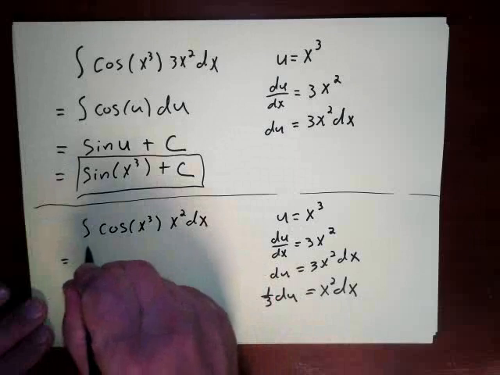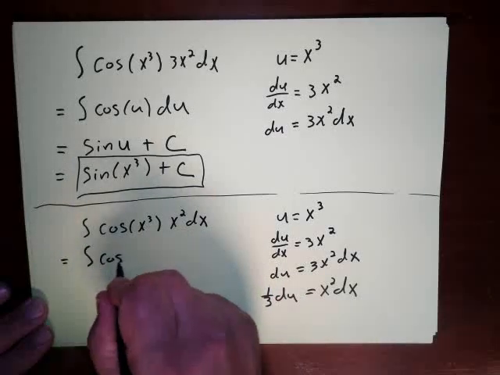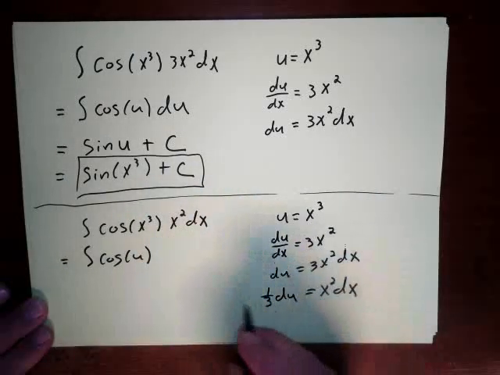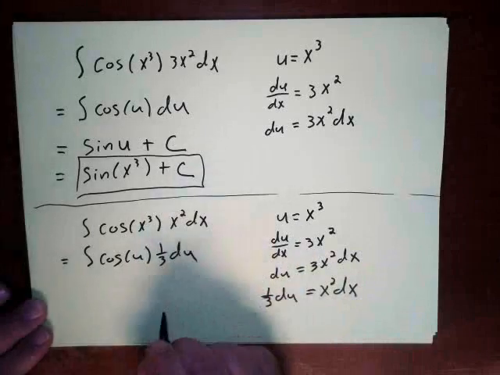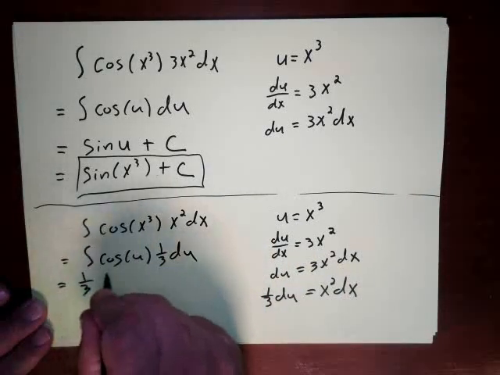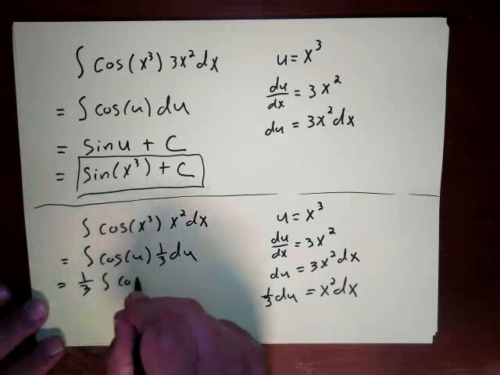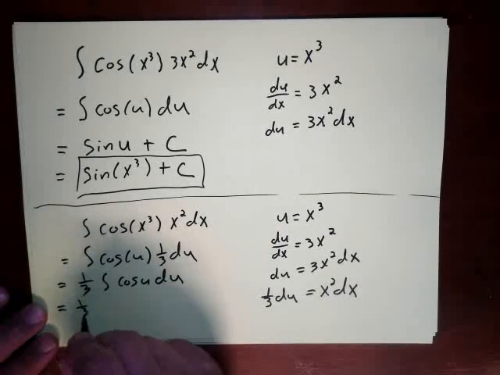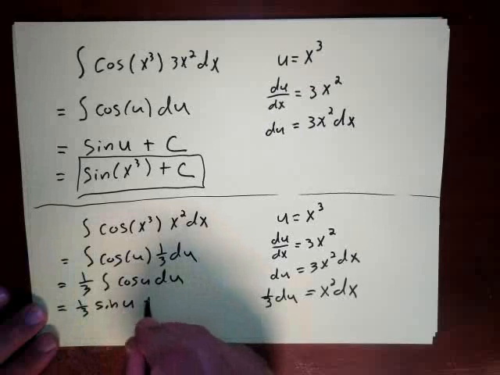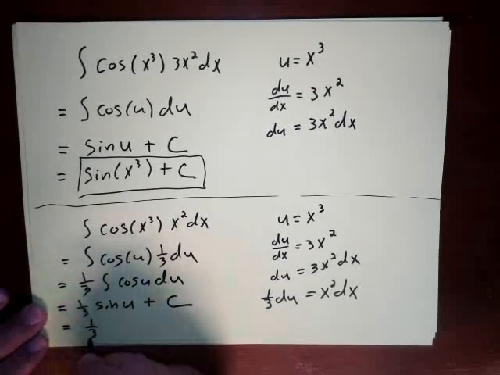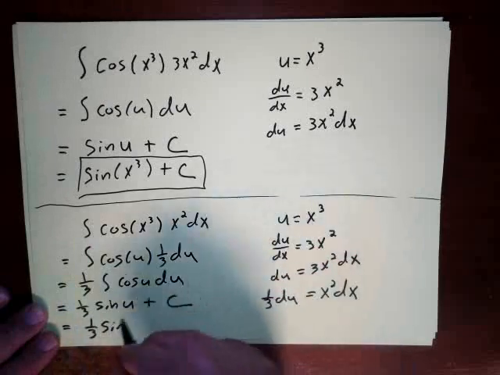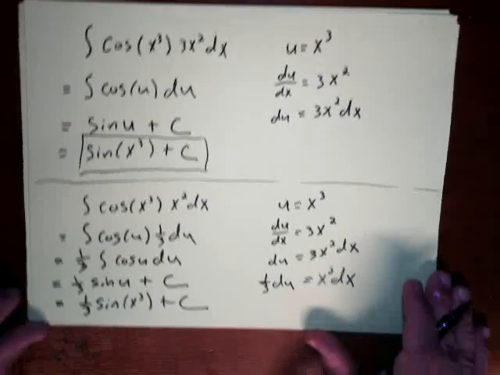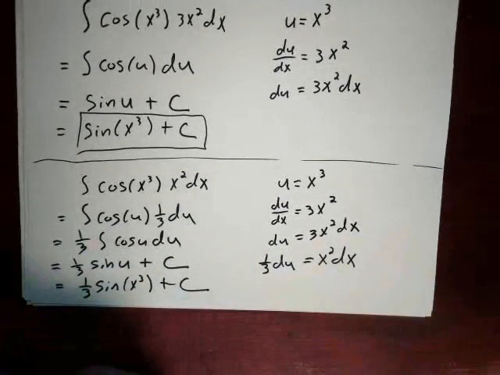So this would be the integral of cosine, put in u for x cubed, and then for x squared dx, put in 1/3 du, like that. Then you could pull out the 1/3: the integral of cosine of u du, and then I get 1/3 sine of u plus c, and then finally 1/3 sine of, placing the u back in, which is x cubed, plus c. And there you go. It's such a nice method.